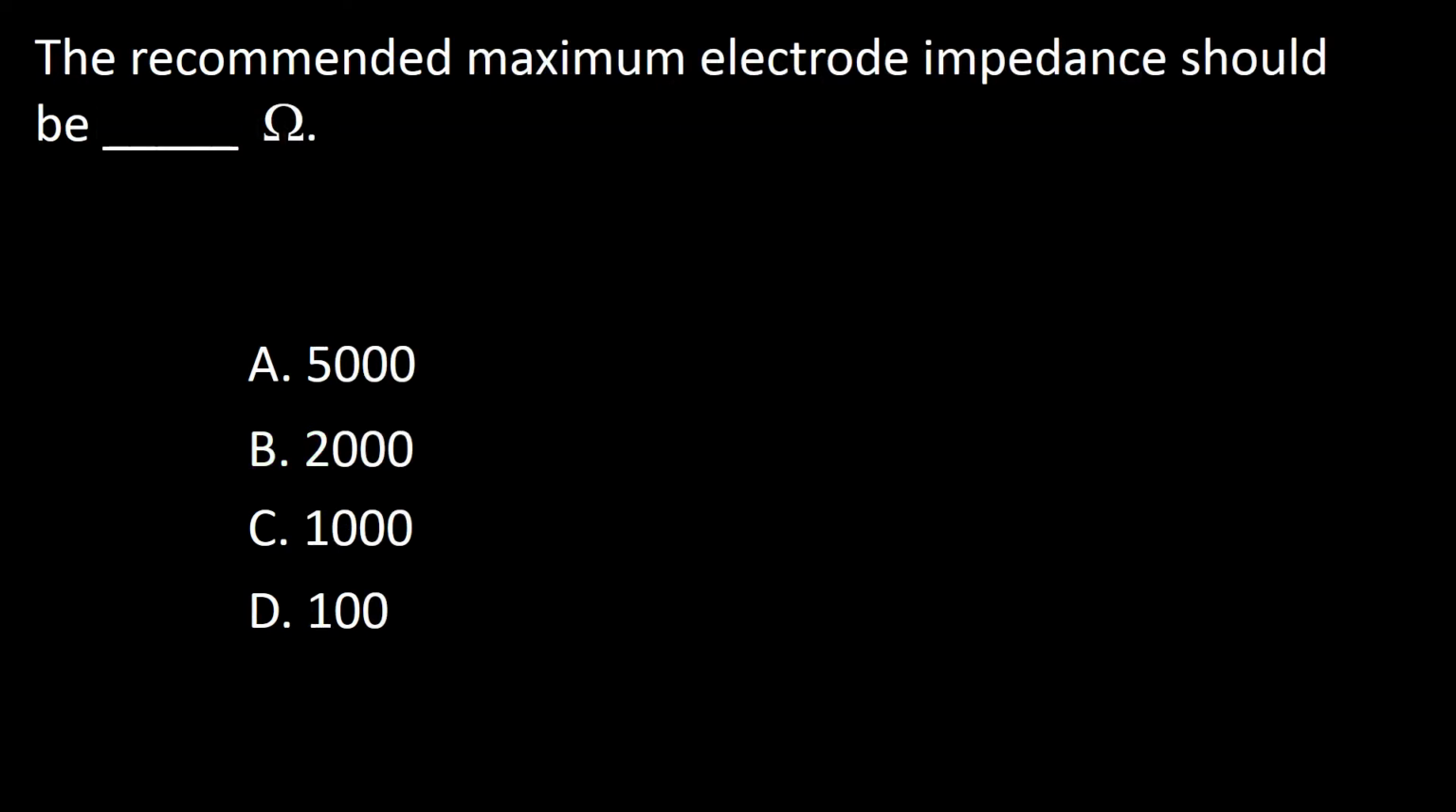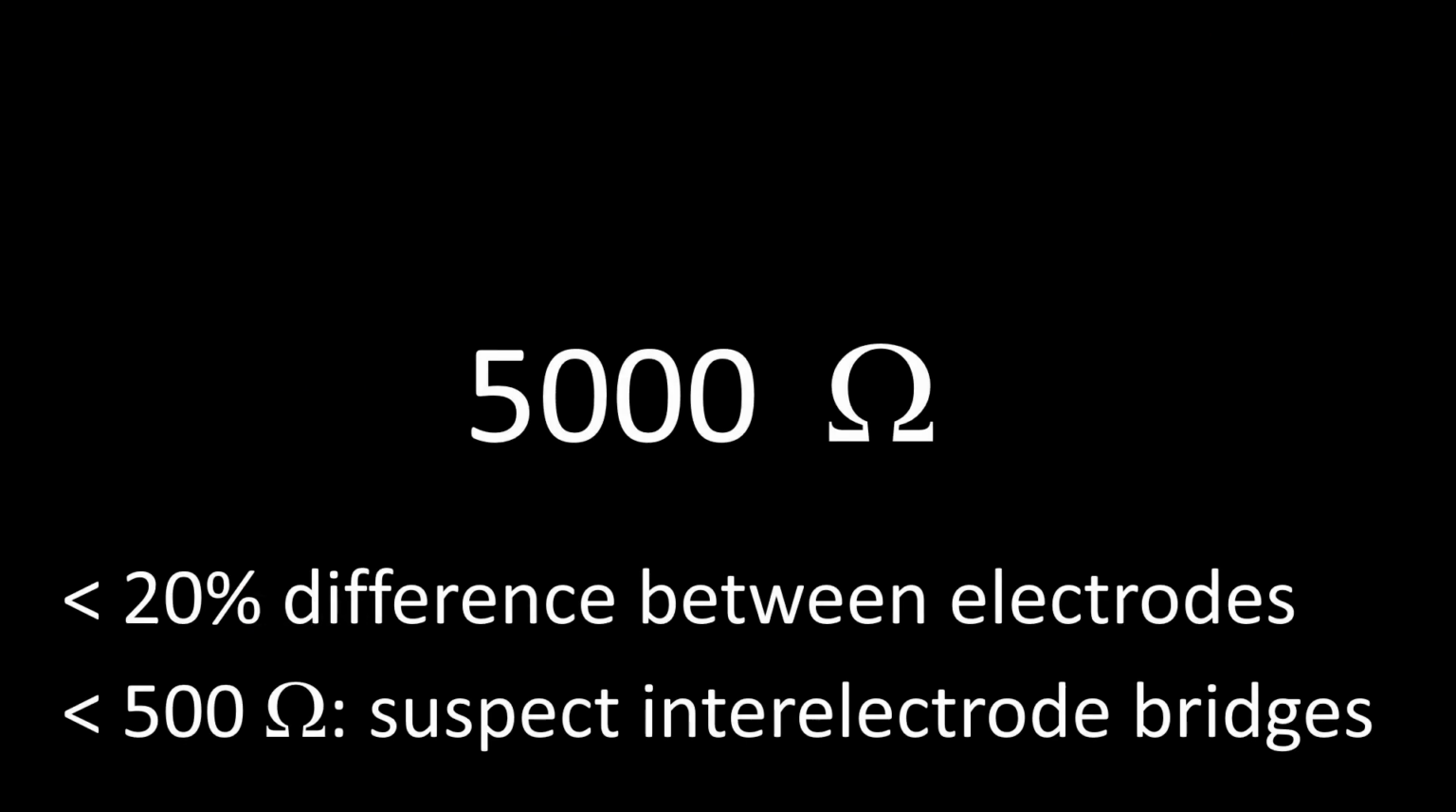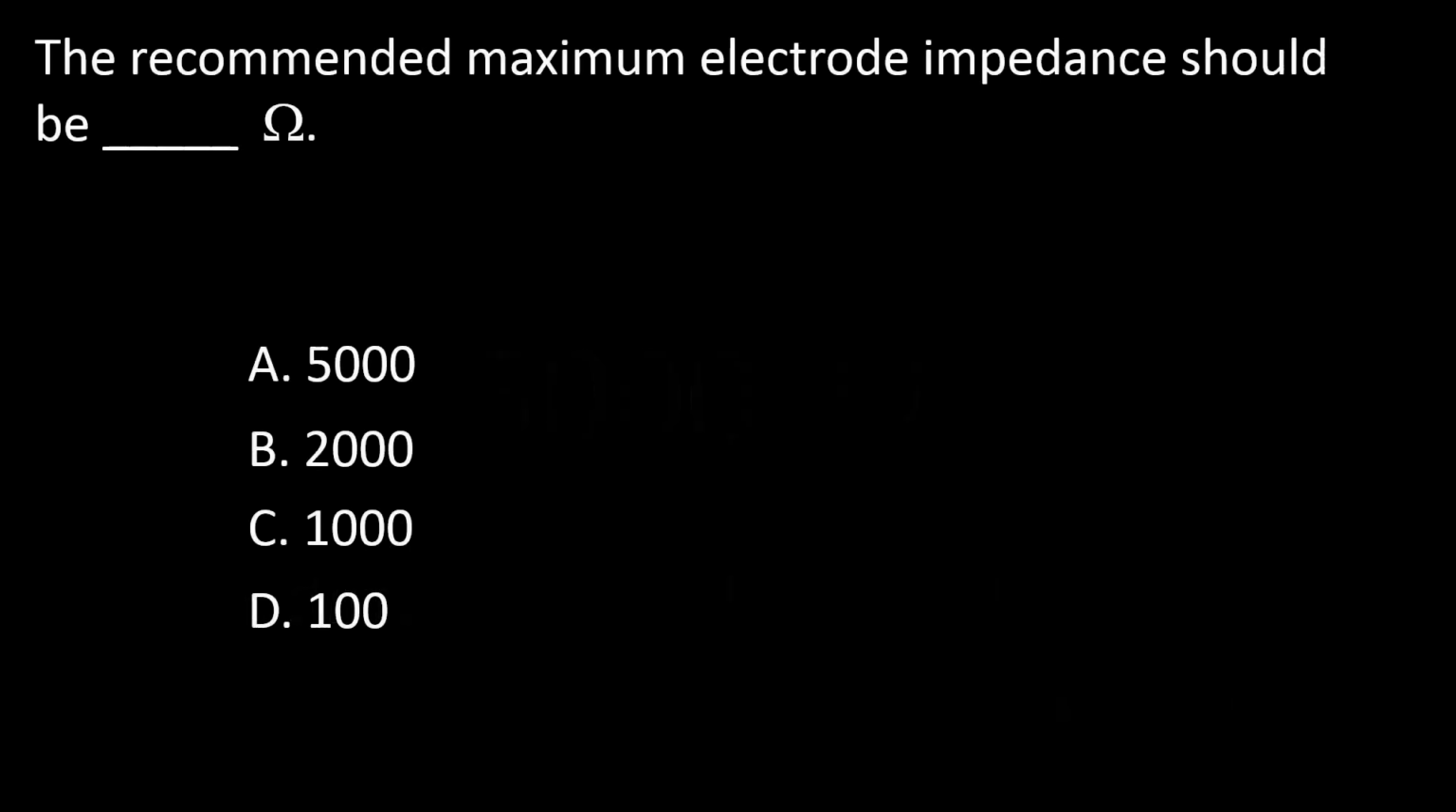Next question. The recommended maximum electrode impedance should be dash ohm. A 5000, B 2000, C 1000, D 100. The recommended maximum electrode impedance should be 5000 ohms. It is also important that the inter-electrode impedance difference be kept to less than 20%. And remember that if the impedance is too low, we must consider the possibility of a salt bridge between electrodes. So the answer to this question is A.